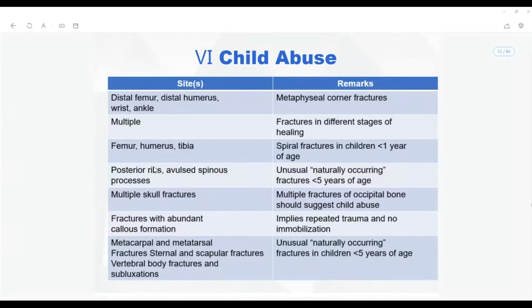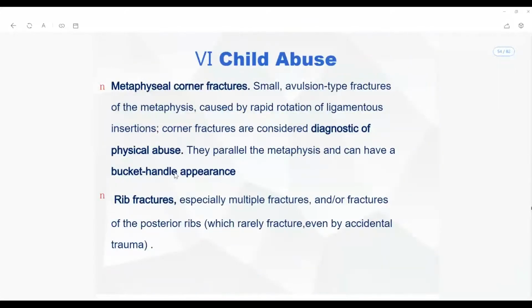Okay. And then you can see here there will be metaphyseal corner fractures. Generally, when there are metaphyseal corner fractures, you have to understand that they are small avulsion fractures which might be happening because of a rapid rotational pull at the ligamentous insertion. You see here, I'll tell you what exactly happens. How can we actually do it?